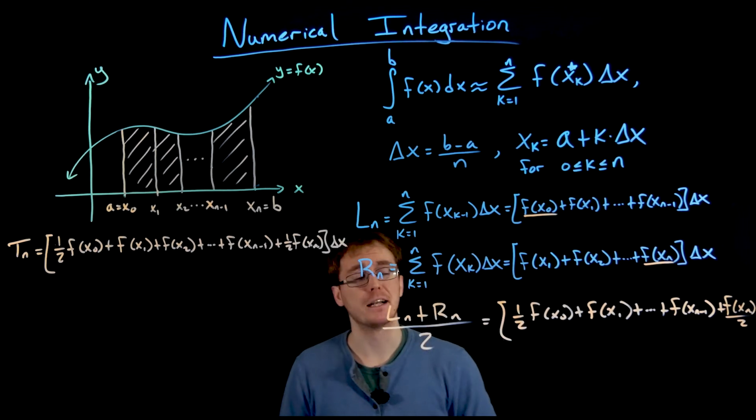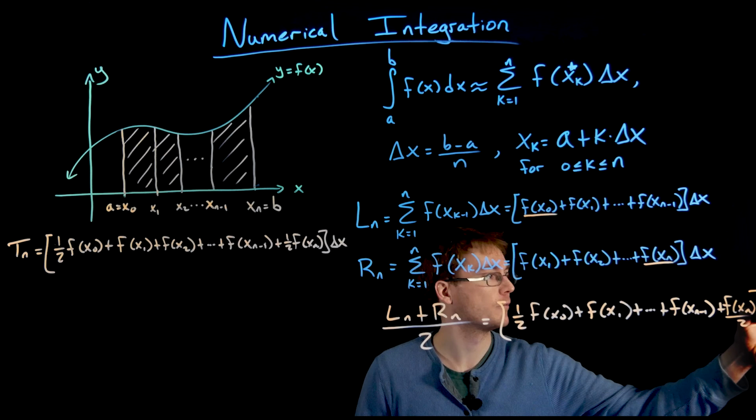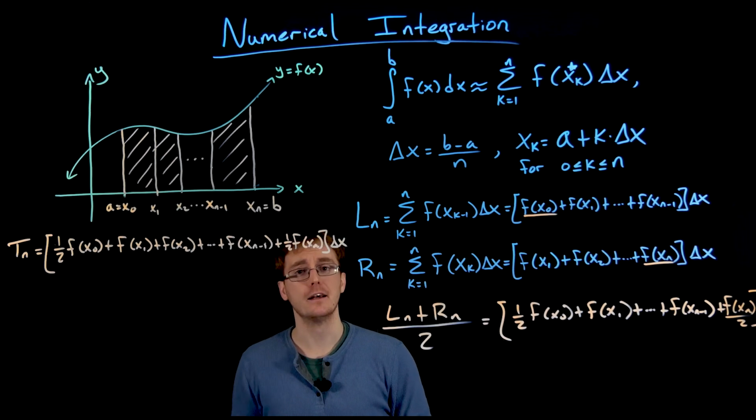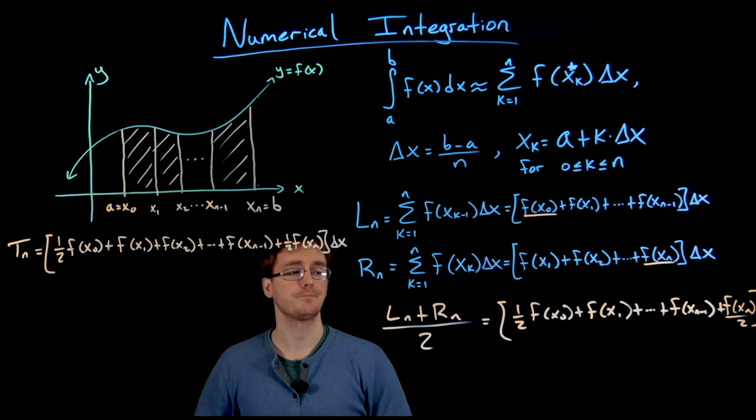And we have to divide that by 2, so we get 1/2 f of x sub n. That finishes off our sum of our terms. Then we have to multiply everything by delta x, the width of our rectangles or trapezoids.